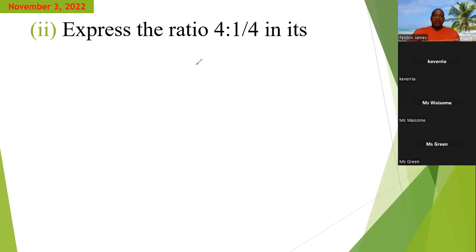All right. So if we have the share of 4 to a quarter, now if we are to express this ratio as a fraction, we would write the number to the left of the colon, which is the 4, as the numerator, and the number to the right of the colon as the denominator. So our numerator would be 4, and our denominator would be a quarter. So we are here now treating this ratio in the same way how we treat a fraction.